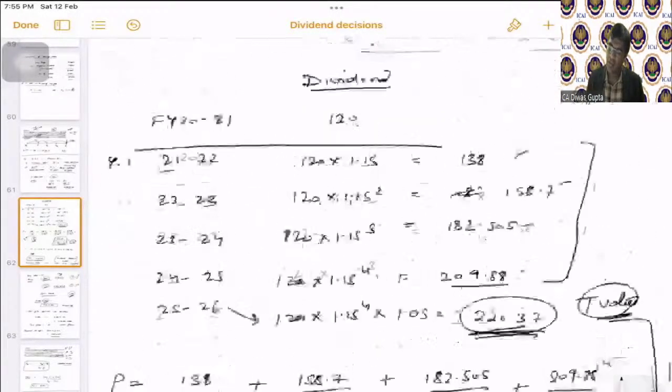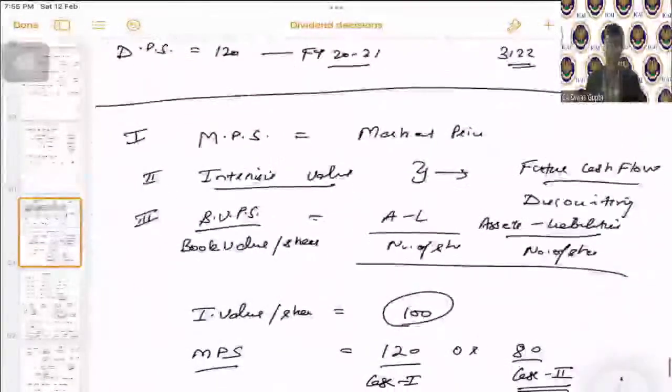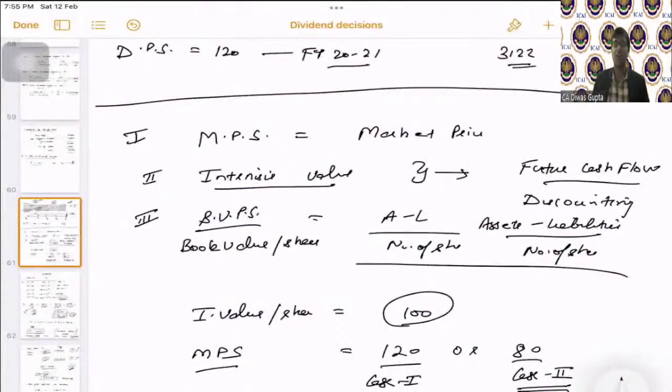Now, what I was trying to say here is that there are different kinds of valuation of a share. One is the market price, which is totally market dependent. Second is the intrinsic value. In this portion, the intrinsic value is dependent on the future cash flows.